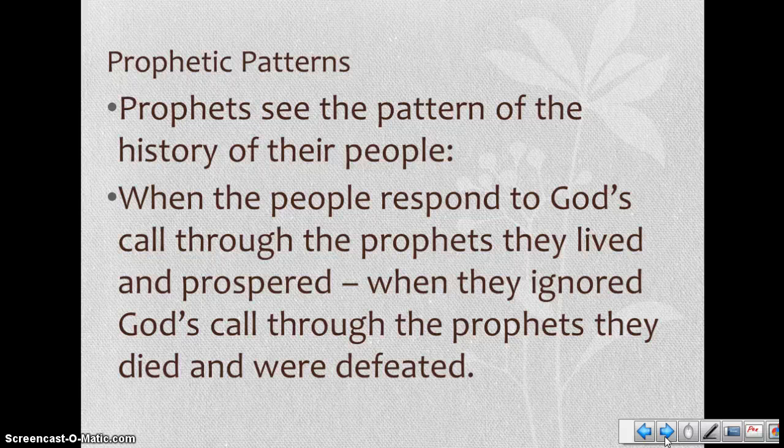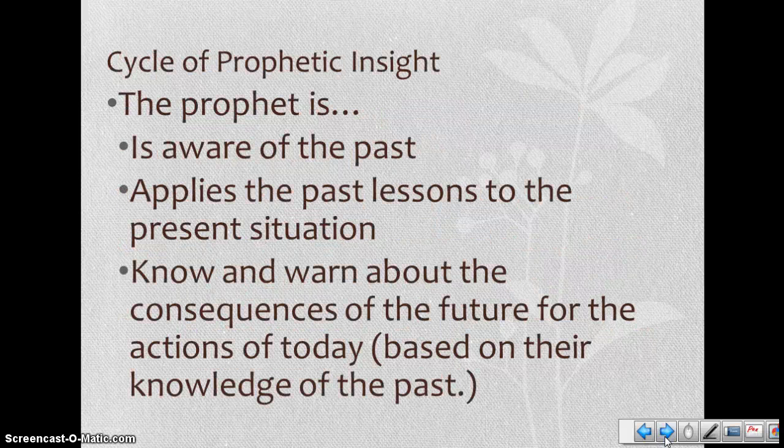The prophets see patterns in the history of their people. When the people respond to God's call through the prophets, they lived and prospered. But when they ignored God's call through the prophets, they died and were defeated. The cycle of prophetic insight explains how the prophet sees the world. The prophet is aware of the past, applies the past lessons to the present situation, and then knows and warns about the consequences of the future for the actions of today based on their knowledge of the past.